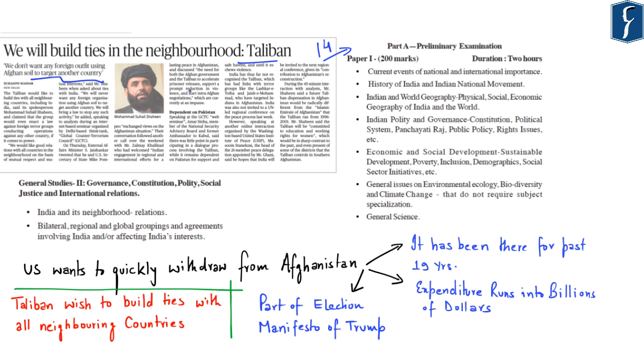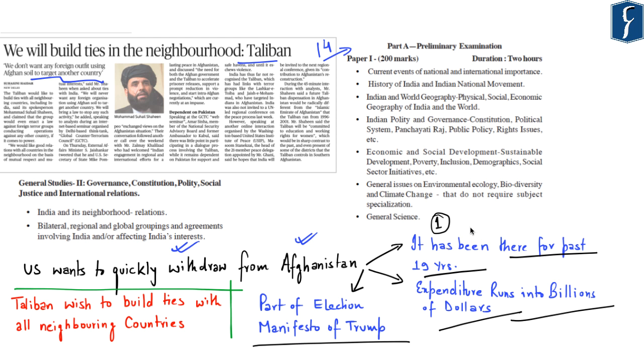Now this news is with respect to the peace deal negotiated between the Taliban and the Afghanistan government led by its president Ashraf Ghani. Now the backdrop to this entire peace deal is the fact that the United States wants to quickly withdraw from the soil of Afghanistan. The reason being, first, it has been there for the last 19 years, and because of its presence, the expenditure has run into billions of dollars. And also because withdrawal of troops from Afghan soil has been part of the election manifesto of Donald Trump. So considering these 3 aspects, the United States negotiated a peace deal between the Taliban and the civil government of Afghanistan.